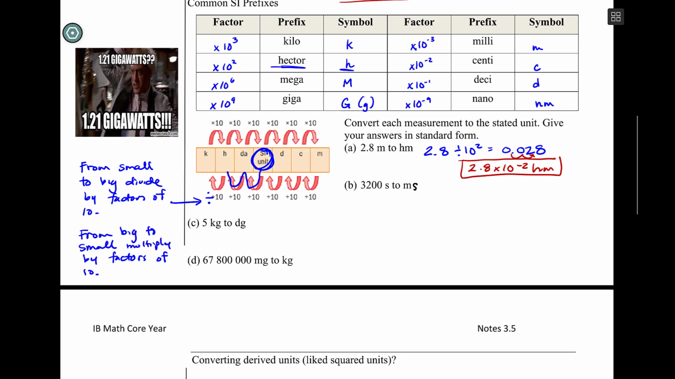Now we have 3,200 seconds to milliseconds. Our abbreviation here, the lowercase m, tells me I'm looking at milliseconds. So I'm starting at seconds, and now I'm moving from the left to the right. I'm going from a bigger unit to a smaller unit. That means I'm going to be multiplying by how many factors of 10? 1, 2, 3. So we multiply by 10 to the third power.